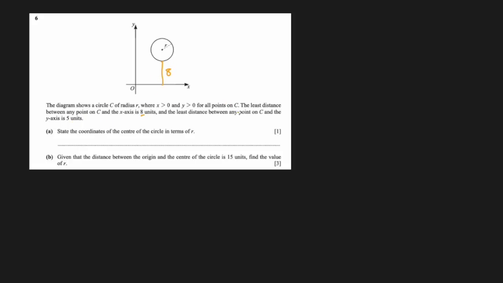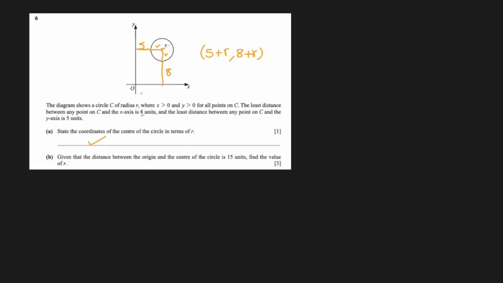And the distance between any point on C and y-axis is 5, so this will be 5. No other point is least. These are the points which are exactly normal to the circle. Okay. All right. State the coordinates of the center of the circle in terms of r. So we know that this is radius from center to this point r, and this is also r. So the coordinates of this particular center will be x is what? 5 plus r, and y is 8 plus r. So they are the coordinates of center.